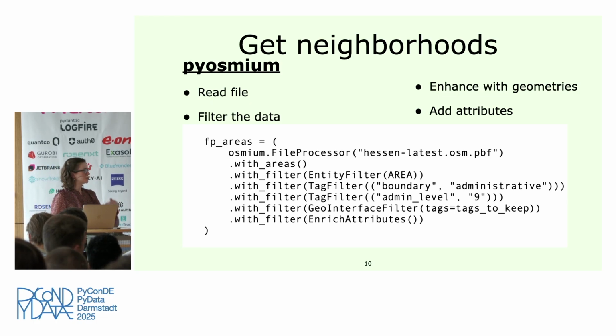So we're going to filter by areas, by these tags that we saw in the Wikidata page. Then we're going to apply the GeoInterface filter. This actually adds a GeoInterface attribute. GeoInterface is a Python protocol for working with GeoJSON-like spatial data. So cool, in a few lines of code, we have gotten the neighborhoods.